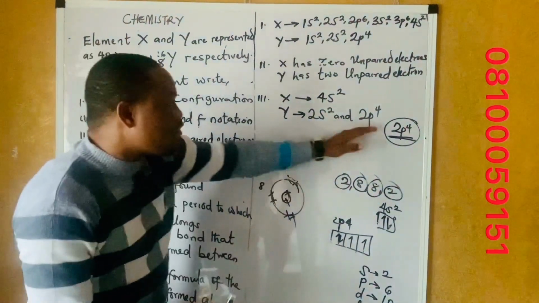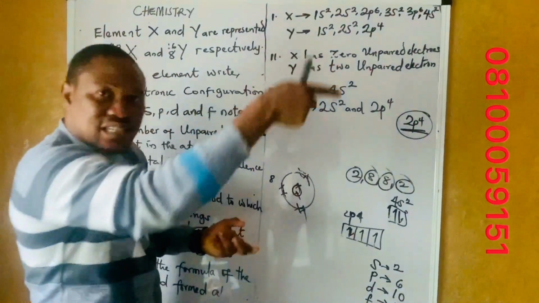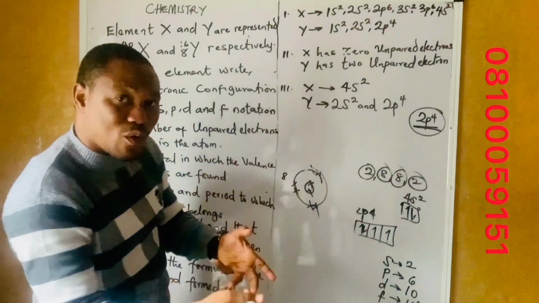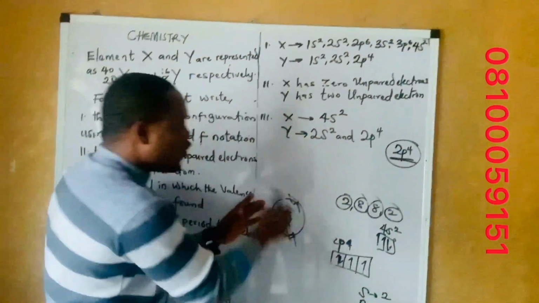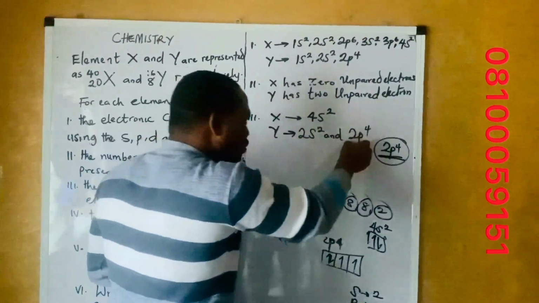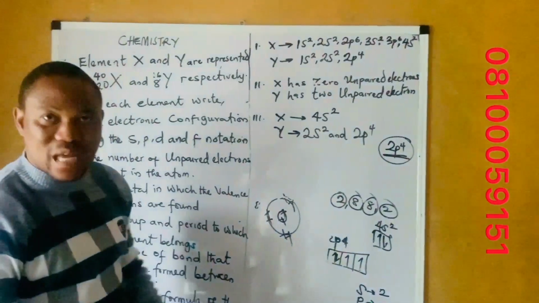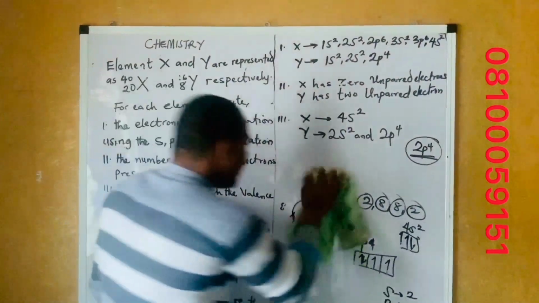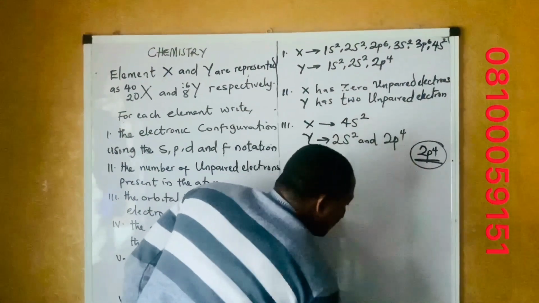So for us to get the full mark, we tell them that the valence electrons are 6, which means they will be in the 2s2 and the 2p4. This is where the valence electrons will be found, because this is 6 already. If you write 2p4, you might be thinking it is 4 that is in the outermost shell, which is actually wrong. I hope that is very, very clear. So let's move on.